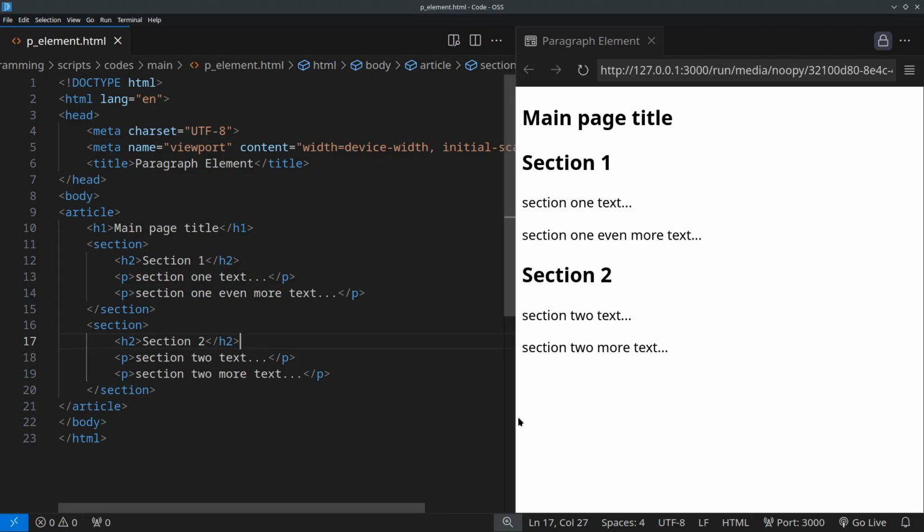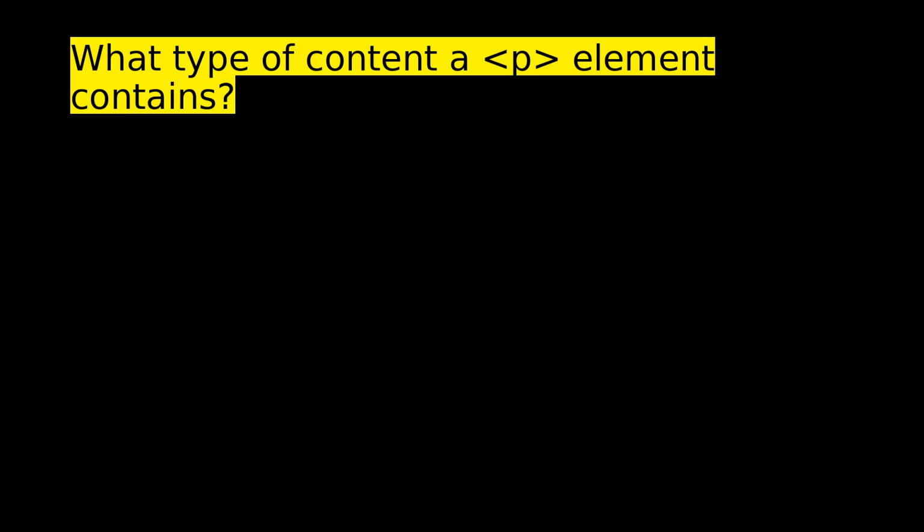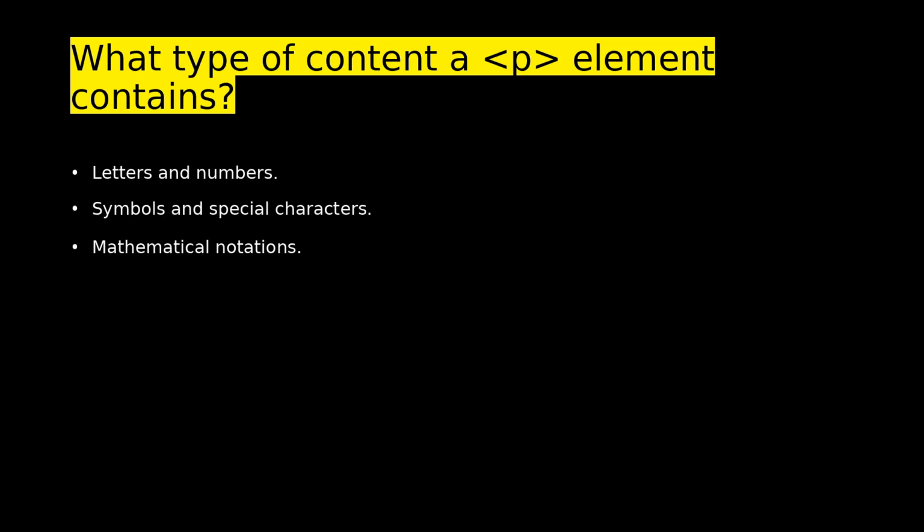Okay, so this is how you add the paragraph element, and as you can see, we have an article that contains 2 sections, and within them are the paragraph elements. The paragraph element can contain any inline content, including letters and numbers, symbols and special characters, mathematical notations with simple HTML entities or markup, icons through web fonts or images.